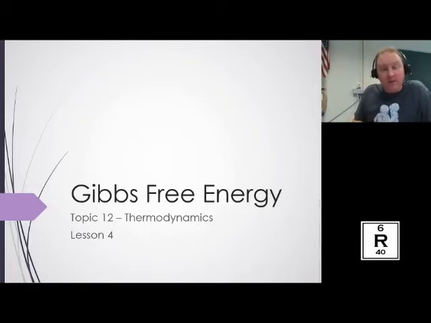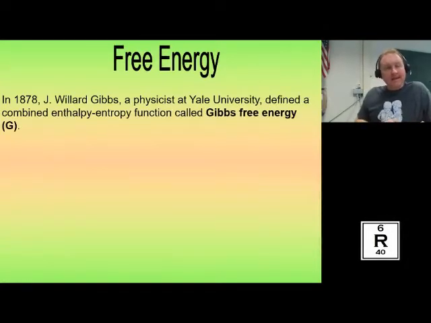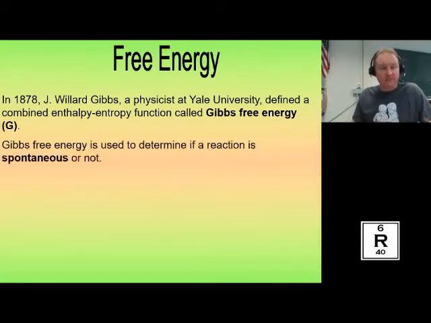Anyways, we are talking about the fourth lesson in thermodynamics, which is Gibbs free energy. So let's talk about that. In 1878, in the late 1800s, Willard Gibbs, a physicist at Yale University, defined a combined enthalpy and entropy function called Gibbs free energy, represented with a capital G. So it's a function of both enthalpy and entropy.